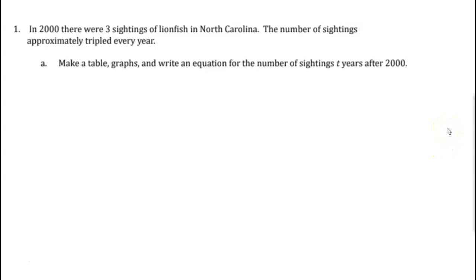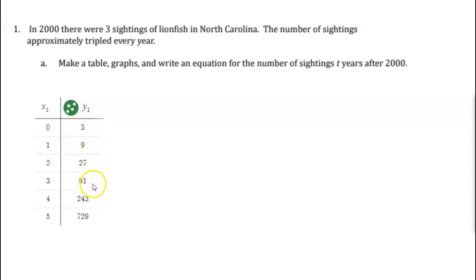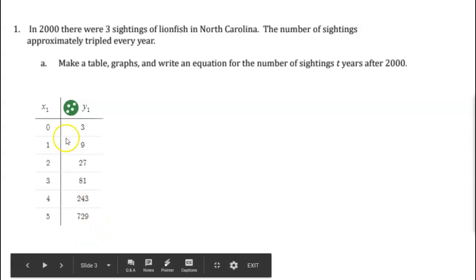So first we want to try and make all of our multiple representations. I'm going to start with a table. In year 0, there were 3 sightings, and it triples every year after that. So after 1 year, it's going to be 9, and then 27, 81, 243, 729. So I have a table of tripling every year. After 5 years, 729 is what I would expect.